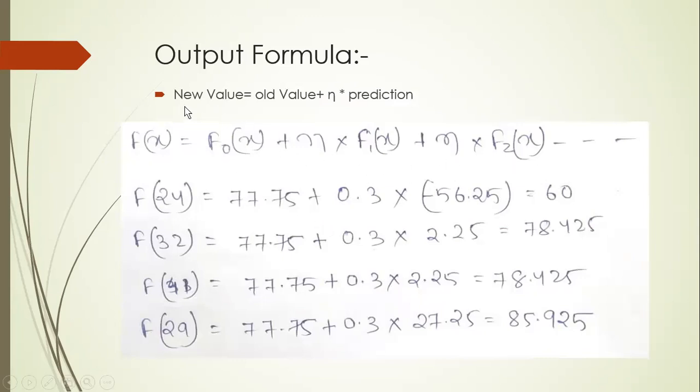The final prediction formula is this: the old value, meaning the prediction given by the previous weak learner, plus eta times the prediction of the present learner. So for 24, 32, 41, the training data set that we have, after calculating I am getting these numbers, 60, 78.425. This 77 was the first weak learner's prediction, the mean. So I'm getting these numbers.